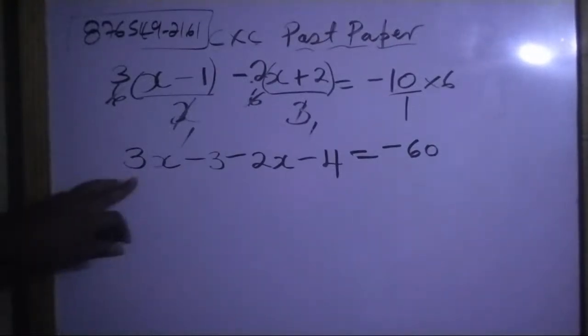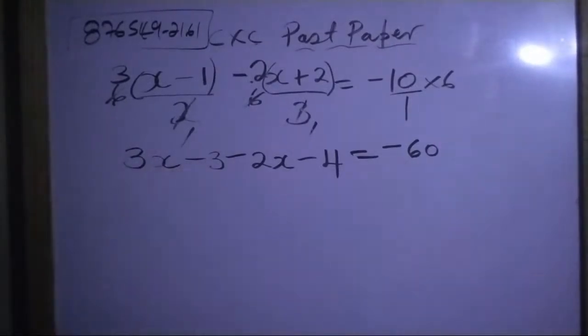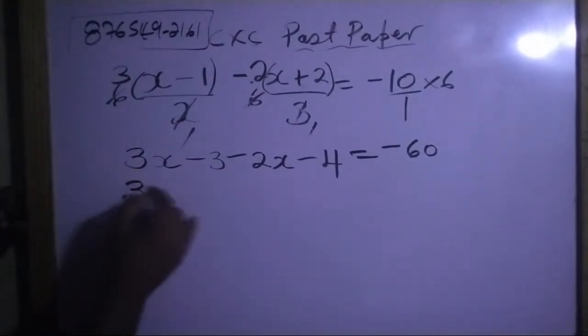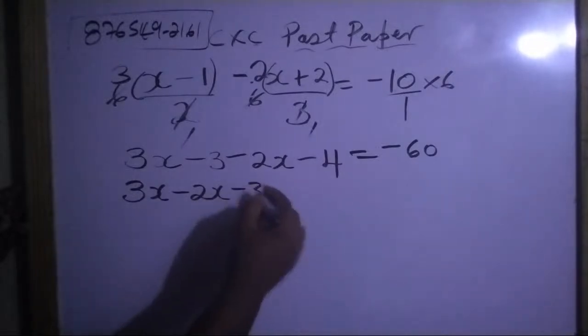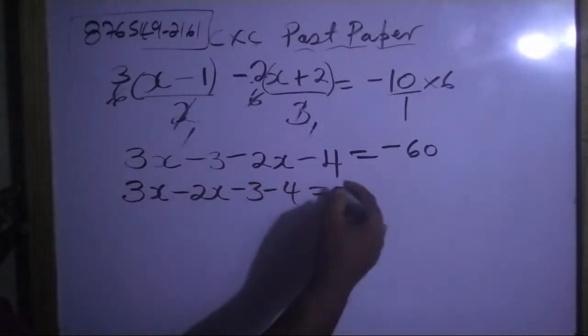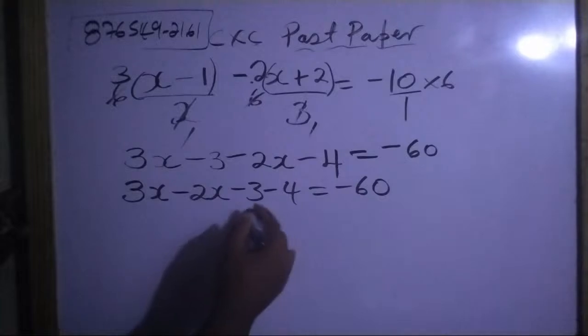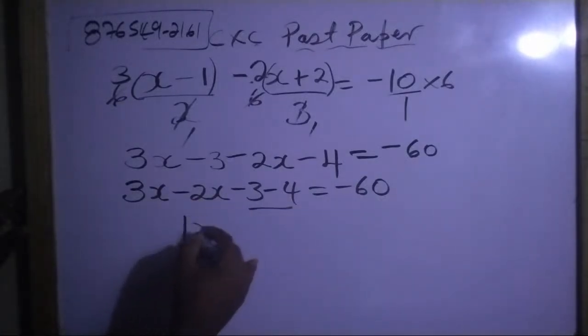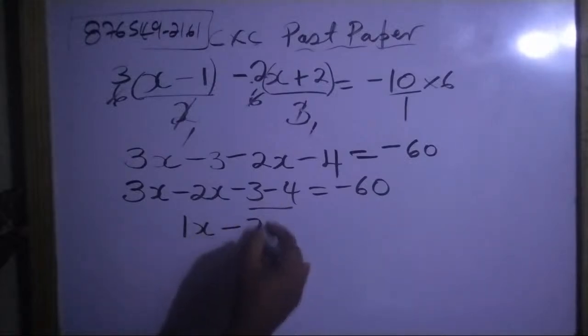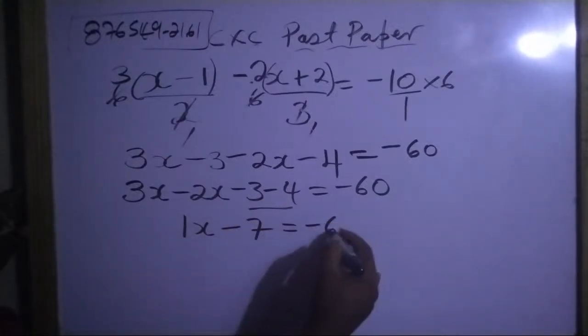Now, all of these are the like terms, right? We're going to bring all the x's together. So we have 3x along with the sign that is in front of it. Negative 2x minus 3 minus 4 equal negative 70. This now, 3 minus 2 will give us 1x. So we minus 7 equal negative 60.